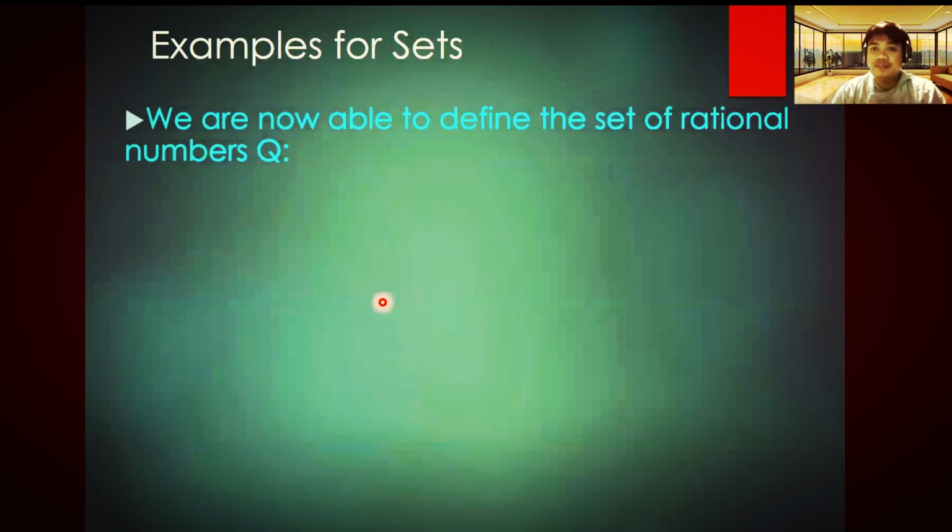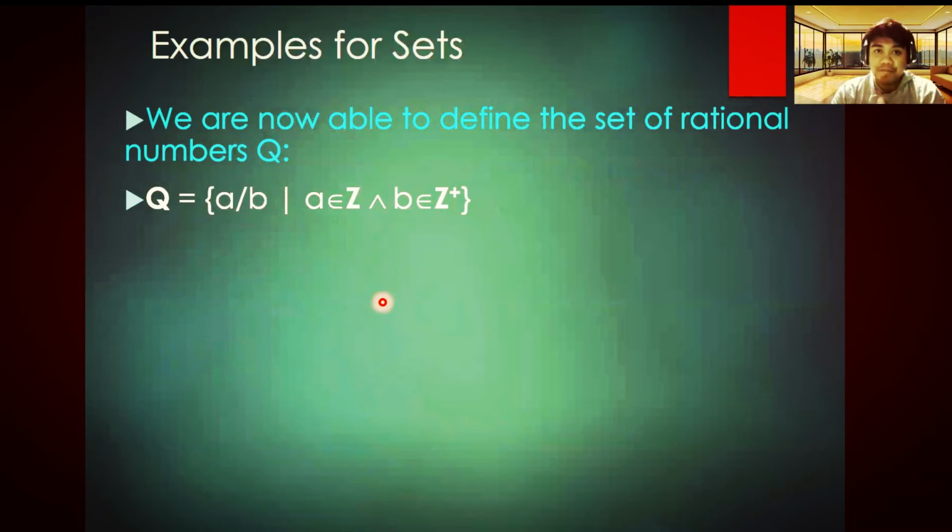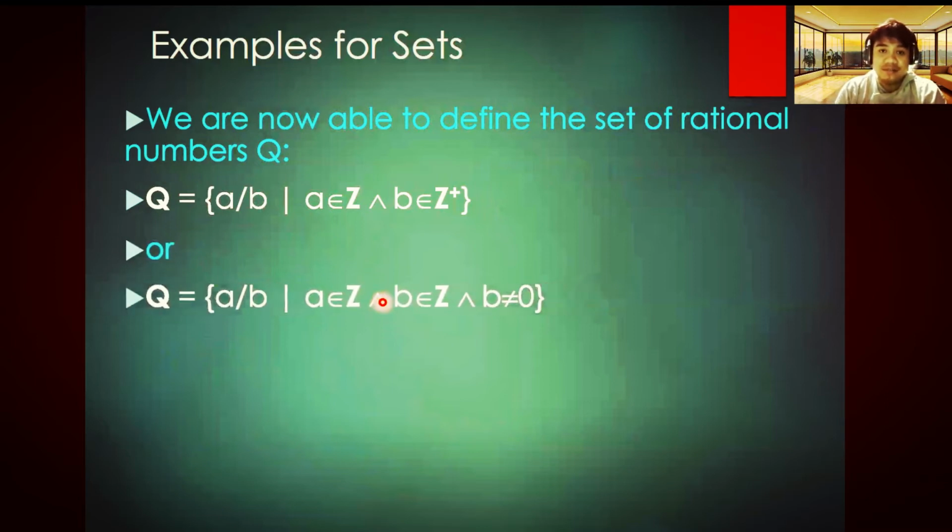So we are now able to define the set of rational numbers. So when we say set of rational numbers, these are numbers in the form of A over B, where A is an element of all integers and B is an element of positive integers. Or so we have here Q is equal to A over B, such that A is element of Z and B is element of Z and B is not equal to 0.